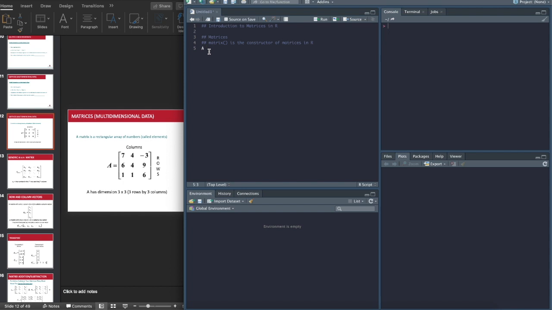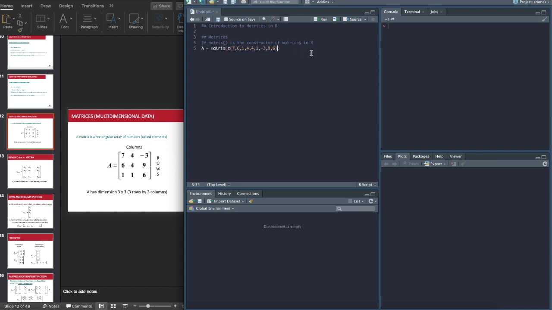So I would just say matrix A is equal to, and then I would use the matrix constructor, and then I would have to put all of the values, ideally starting by columns. So we would look at the first column, input that, second column, and third column. In order for me to put all of that, I need to concatenate the values inside. So I need to say 7, 6, 1, 4, 4, 1, minus 3, 9, 6. So all of those values are concatenated in there.